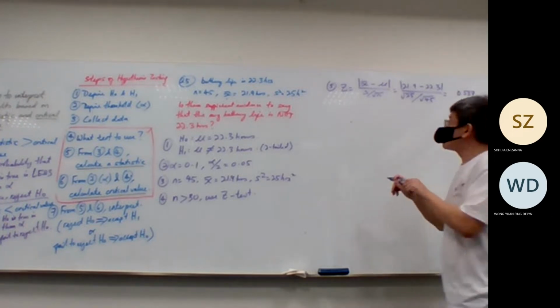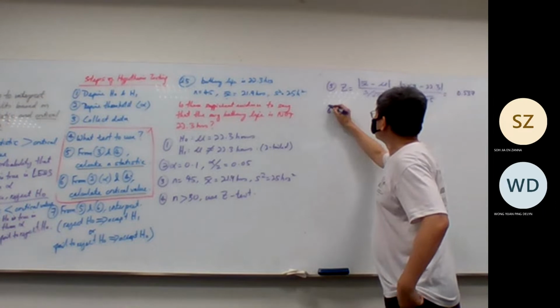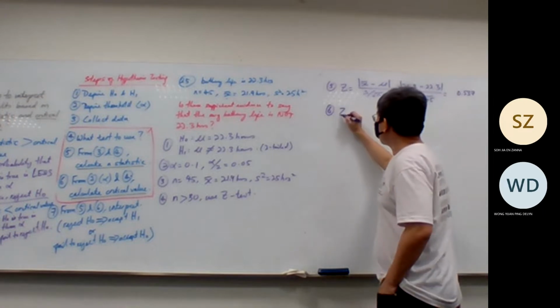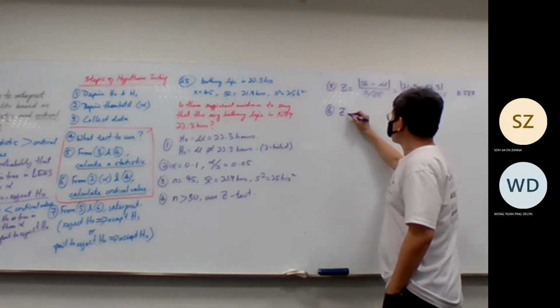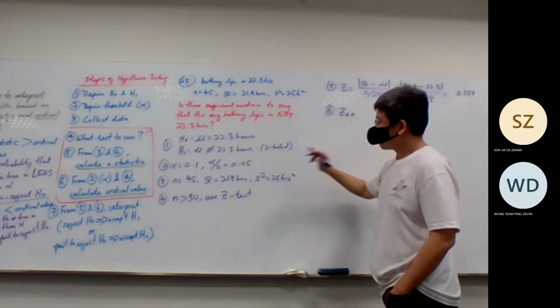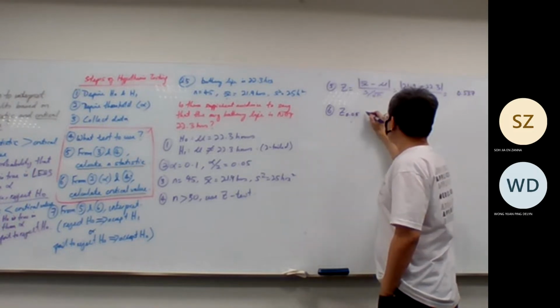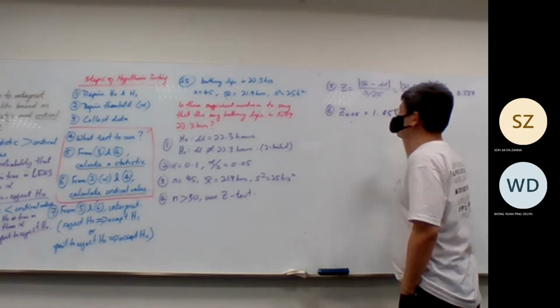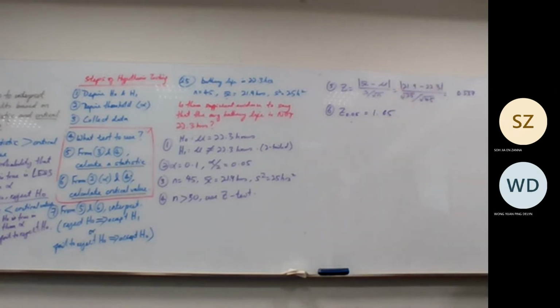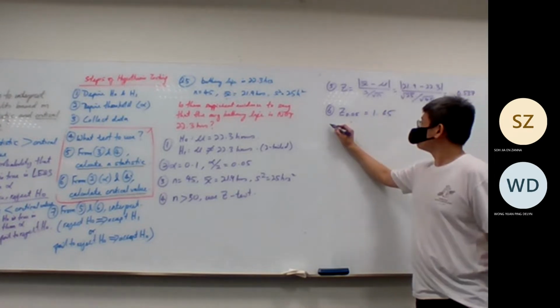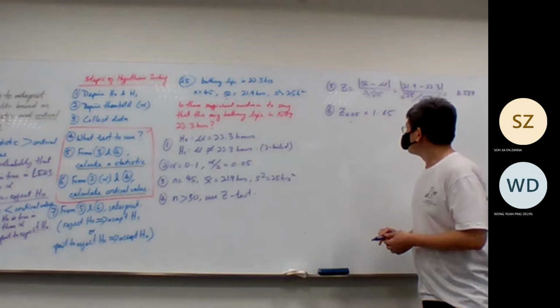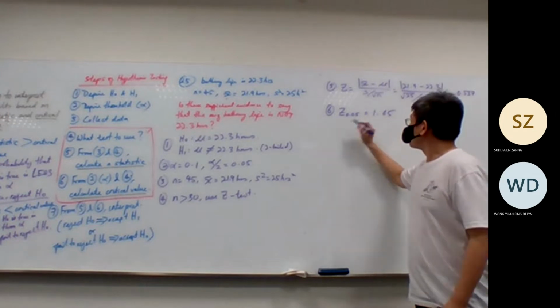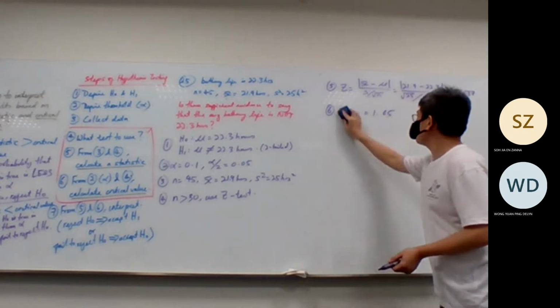So step 6, the Z at 0.05 is actually 1.65. Just now we calculated already. So this is your critical value, or you can just write it out.